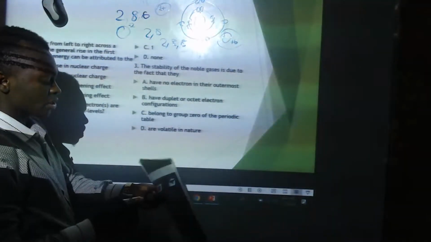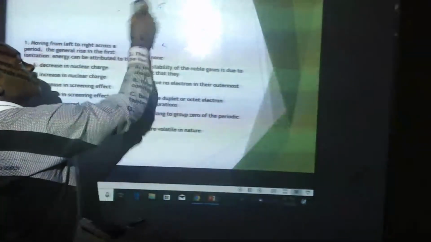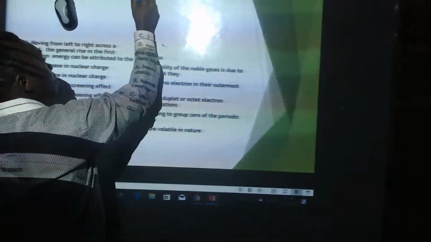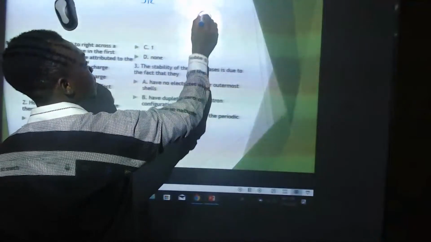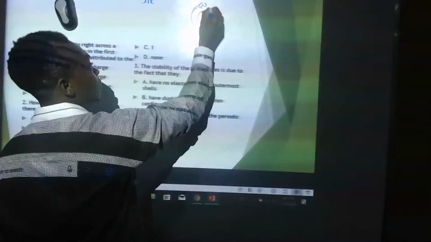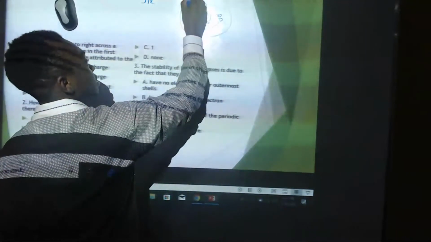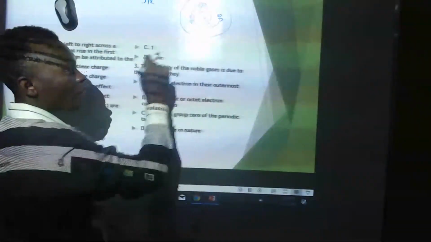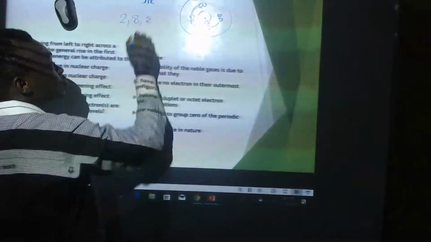Now, I gave another example the last time. I also gave one about magnesium, having an atomic number of 12. This is your nucleus. This is 1, 2 here. This is 2, this is 4, this is 6, and this is 8, making it 10. Then this is 1, this is 1, this is 2. So that's 12. That implies that magnesium has 2, 8, 2.